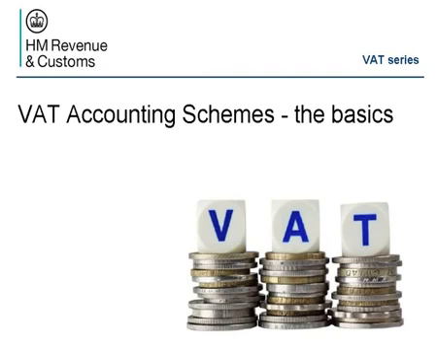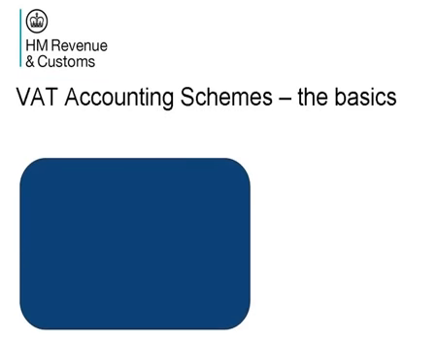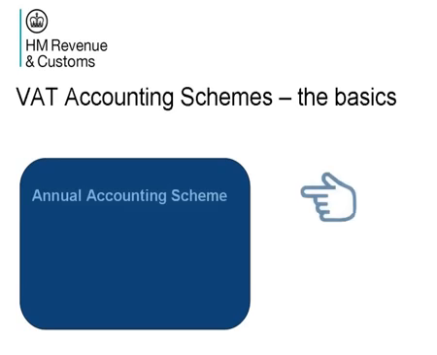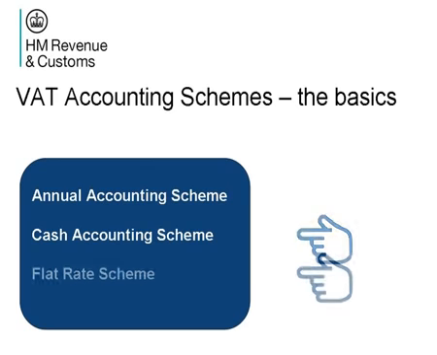If you run a small business, accounting for VAT could be a big part of its operation. So it might help to know about the different VAT accounting schemes available, as choosing a suitable one could save you time and effort. There are quite a few schemes, some of which you can use in combination, but during this presentation we'll be having a look at the three most popular VAT accounting schemes: the Annual Accounting Scheme, the Cash Accounting Scheme, and the Flat Rate Scheme.